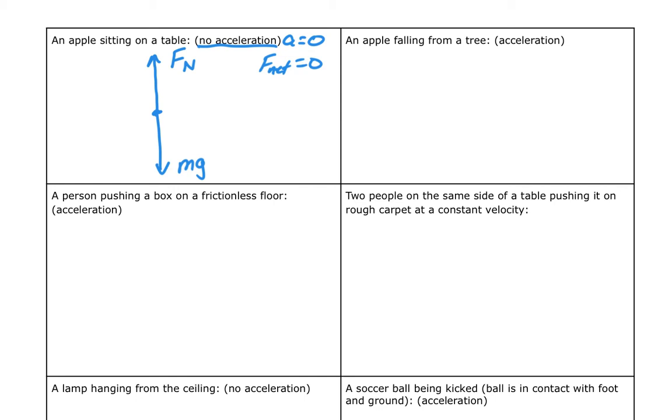All right, now let's look at a different situation. Let's look at an apple falling from a tree. In this case, I know there will be acceleration. The acceleration will not be equal to 0, so the net force will not be equal to 0. So here's the apple again. I always know I have the force of gravity acting on it. And now I have to ask, well, what other force is acting on the apple?